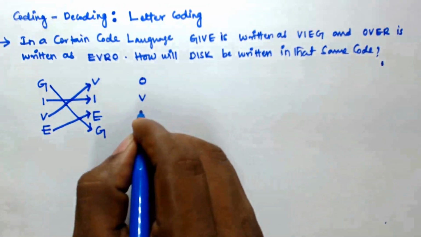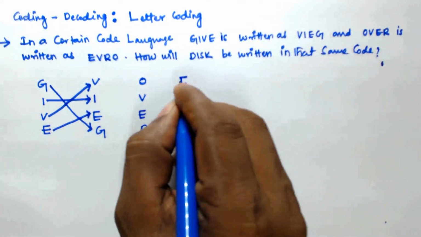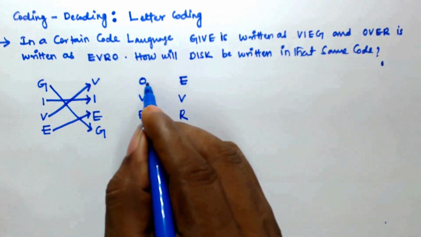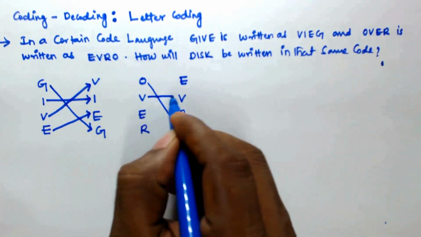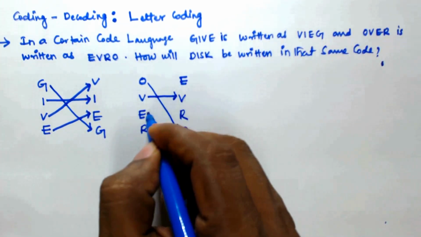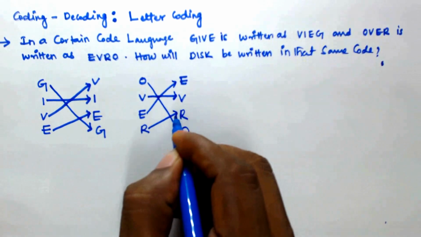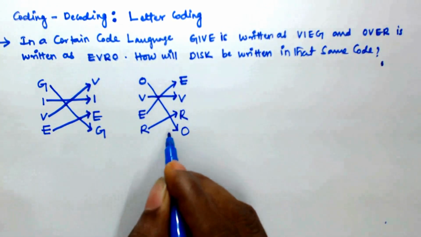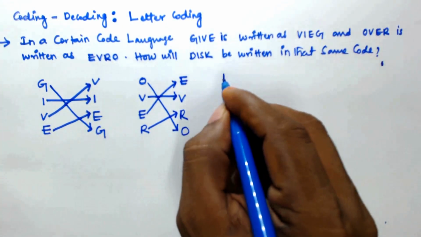So OVER is written as EVRO. If you see this one, the first one is moved to the fourth position, the second one is in the second position, the third one is moved to the first position, and the fourth one is moved to the second position. So if you observe these two, both are following the same pattern. So we have to follow the same pattern for DISK also.